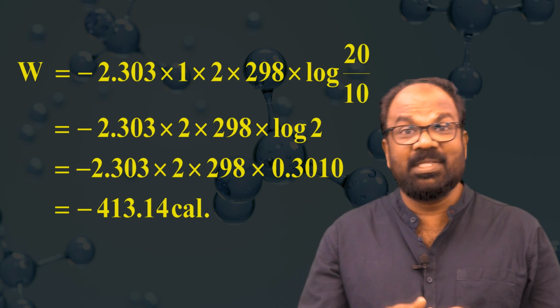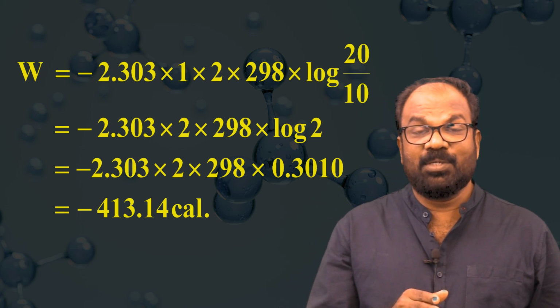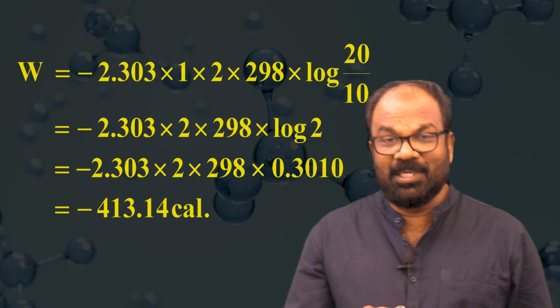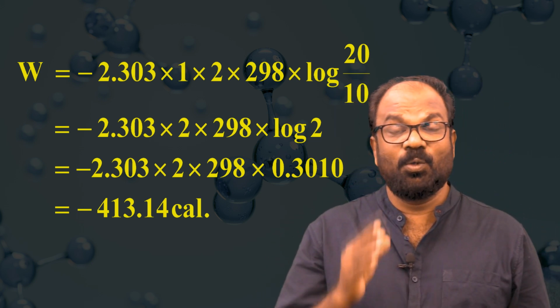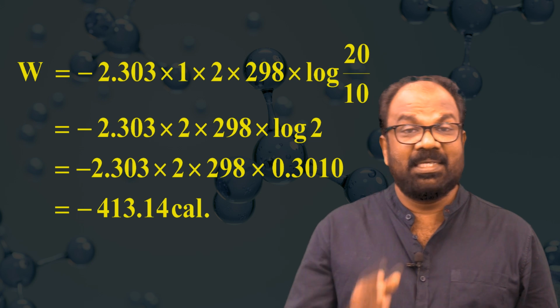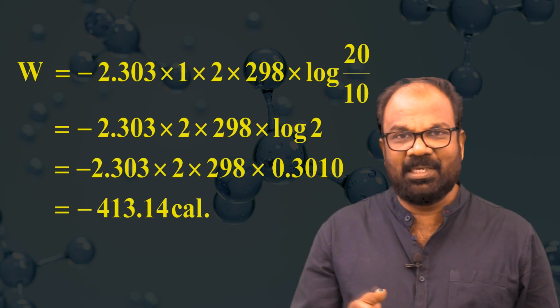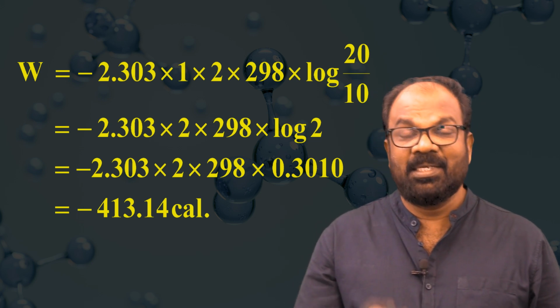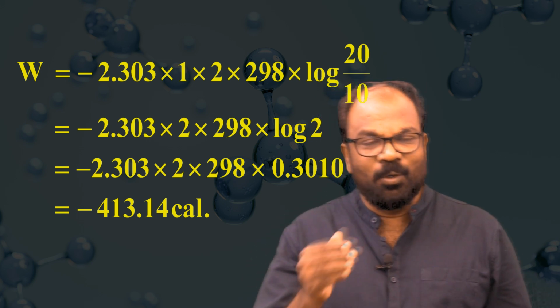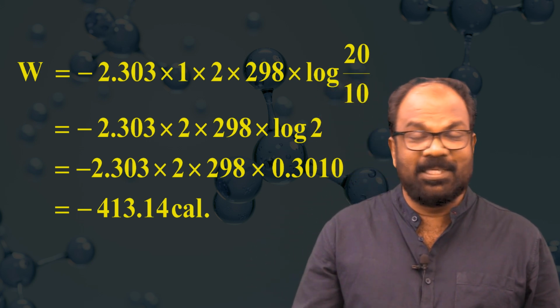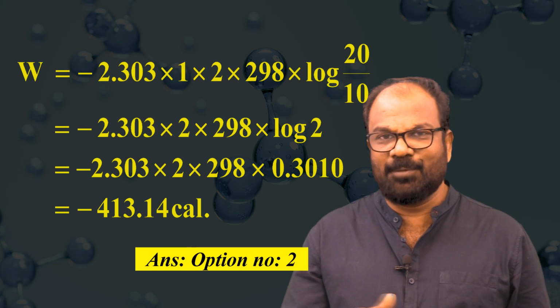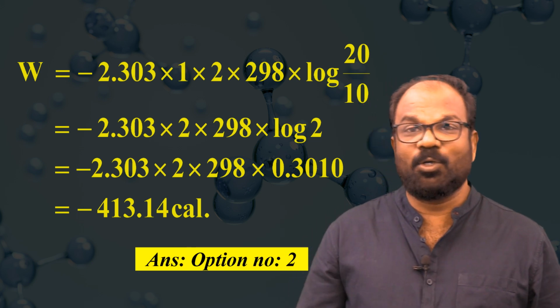Substituting these values, the equation becomes W is equal to minus 2.303 into 1 into 2 into 298 into log 20 by 10. That is equal to minus 2.303 into 2 into 298 into log 2. We know log 2 is equal to 0.3010. So here the final answer is minus 413.14 calories. So here the answer is option number 2.